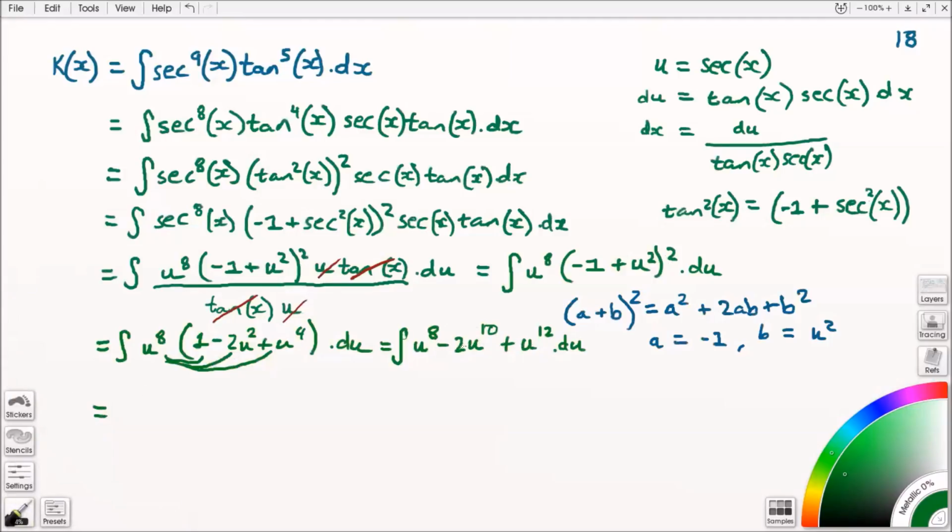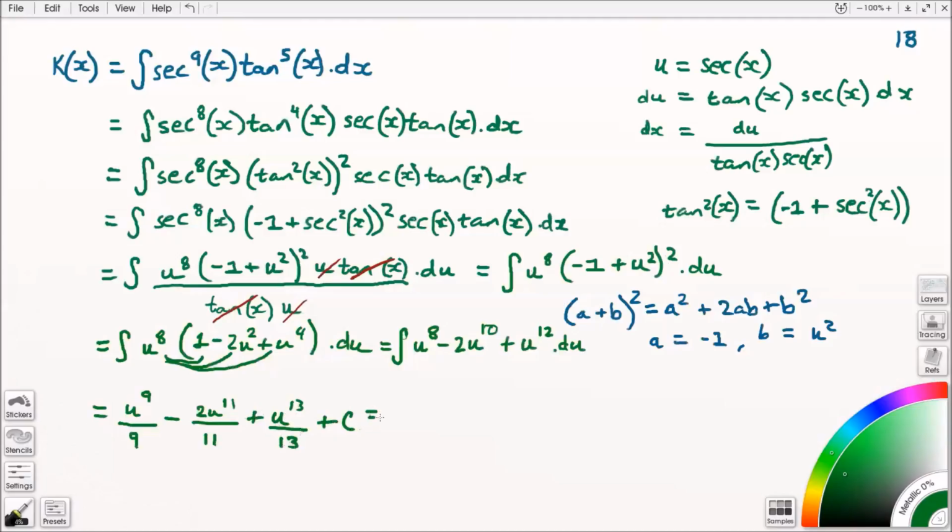And now that's just the reverse power rule. I find that as a bit of a pat on the back when you can get it down to this stage. It's always really satisfying to simplify it down this far. Now we're not integrating anymore. We're doing the integration part here. So negative 2u^11 on 11 plus u^13 on 13 plus c.